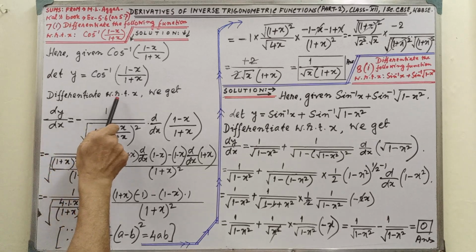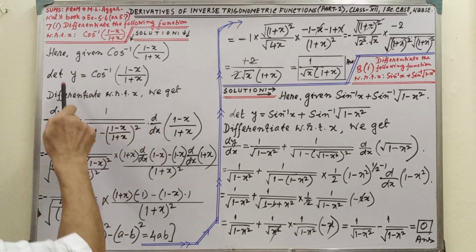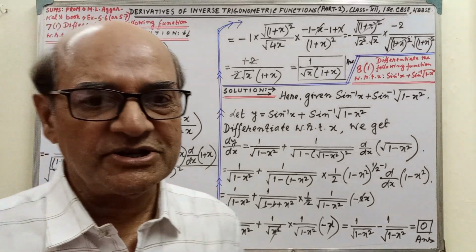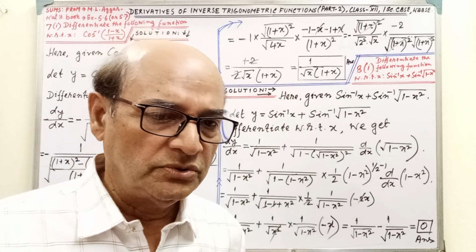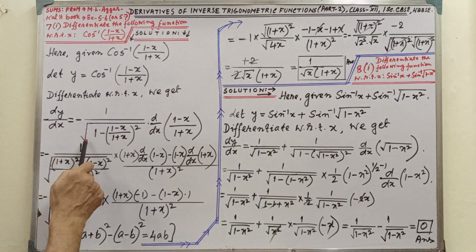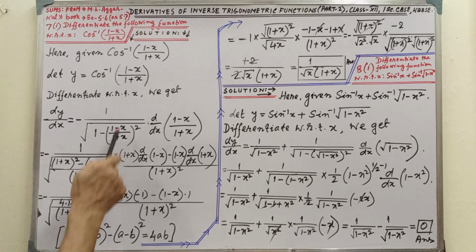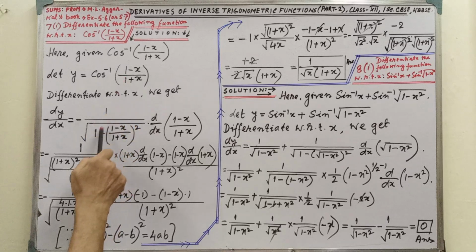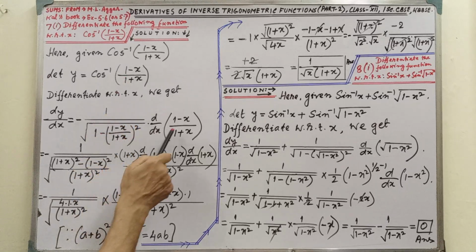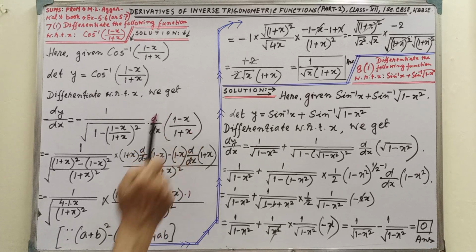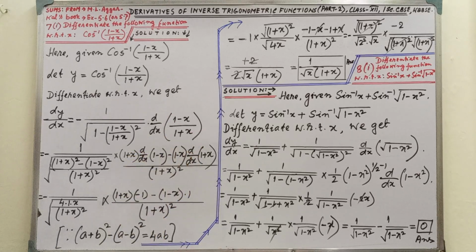Now differentiate with respect to x, we get dy by dx and cos inverse x. Differentiation of cos inverse x, Jishnu? Yes, minus 1 by root over 1 minus x square. In place of x, here is (1 minus x)/(1 plus x), so we have to write this. Then this part we have to differentiate again, that is 1, that we have to write in this way. Now we have to simplify, and this part we have to differentiate.